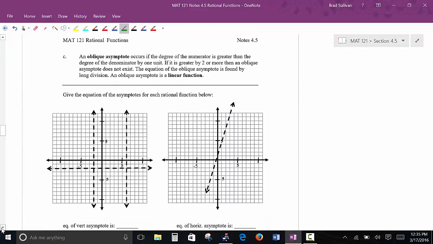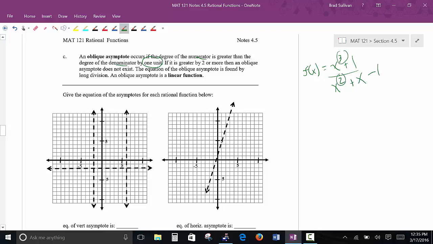Now, an oblique asymptote, I'm going to work on that a little bit. An oblique asymptote is going to occur if the degree of the numerator is greater than the degree of the denominator by 1. And we're only going to look at it when it's bigger by 1. So an example might be a function like x to the third plus 1 over x squared plus x minus 1. This is 1 bigger than that, so it's going to have an oblique asymptote.